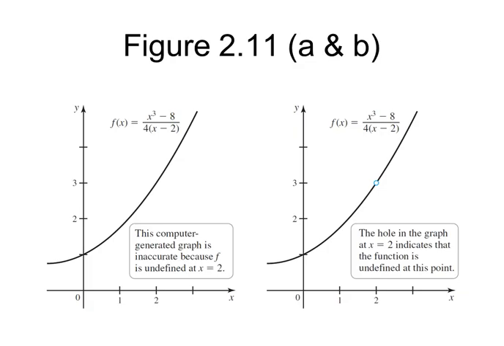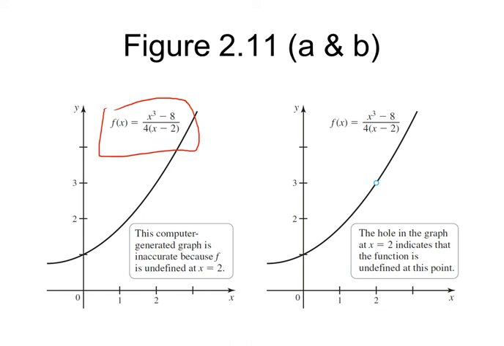So we're going to use the one-sided limits to illustrate an error that most calculators and computer-generated graphs make. And so if you were to plug in this function right here of f of x equals x cubed minus 8 all over the quantity of 4 times the quantity of x minus 2, if you plug that into a graphing calculator or even a computer grapher, you're going to get a curve that looks like this. And there's an issue with that.